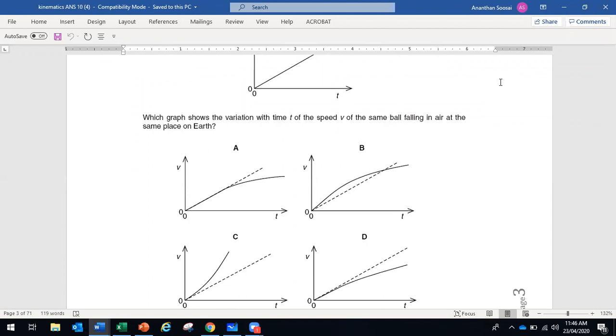Which graph shows the variation of speed with time t of the same ball falling in air at the same place on Earth? The v-t graph above is without air resistance. With air resistance, they're asking which graph. So all of you put down your answer. And when air resistance starts to act, the v is going to start to slow down.